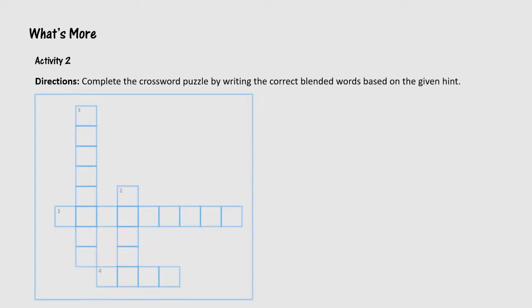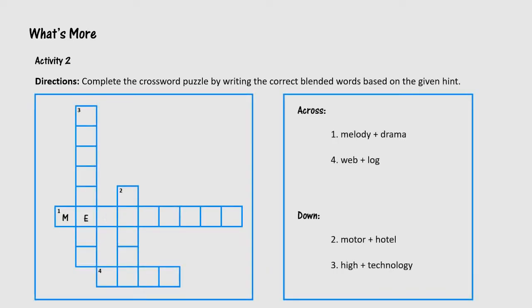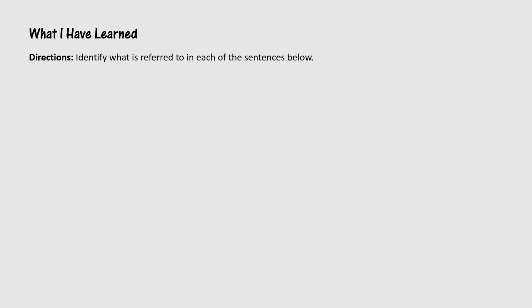Activity 2. Complete the crossword puzzle by writing the correct blended words based on the given hint. Identify what is referred to in each of the sentences below.